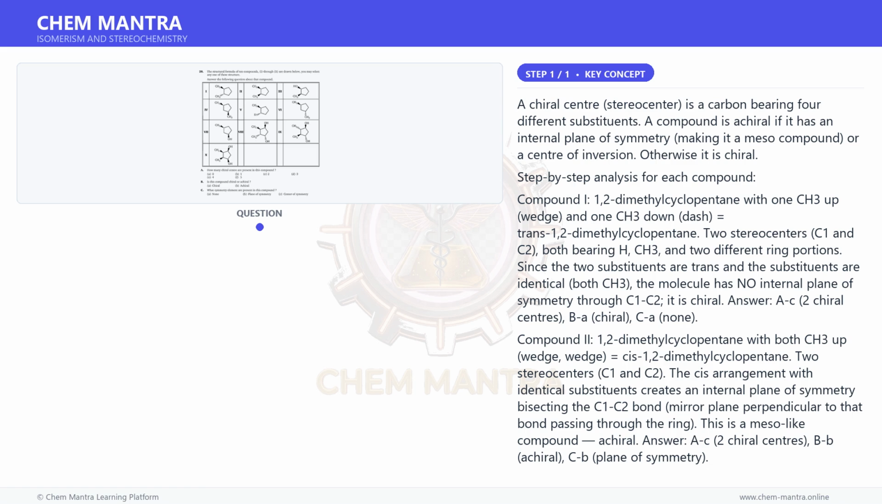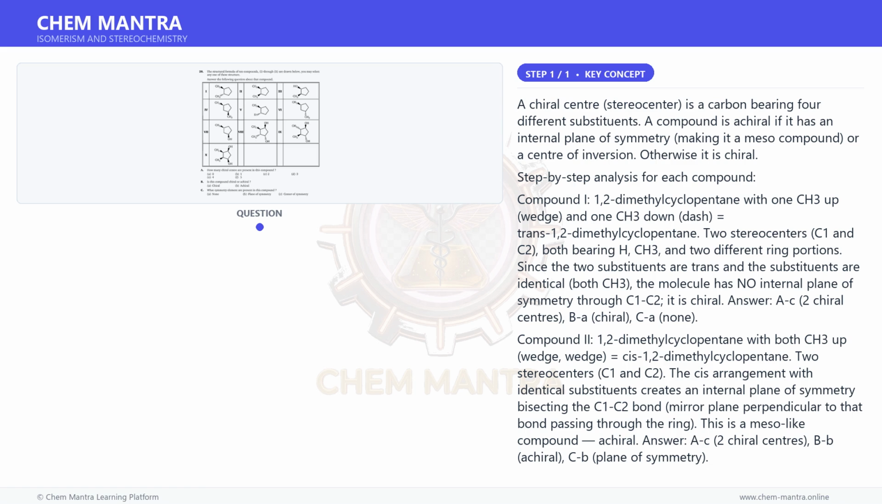Let me reconsider. Cis-1,3-dimethylcyclopentane has a plane of symmetry, achiral. Trans-1,3-dimethylcyclopentane is chiral. Given the answer B, A, chiral, for 6 must be trans-1,3-dimethylcyclopentane, 1 up, 1 down. Two stereocenters, chiral, no symmetry element. Answer: A, C, two chiral centers; B, A, chiral; C, A, none. Compound 7: 1-methyl, 3-hydroxycyclopentane with CH3 up and OH down, or some configuration.